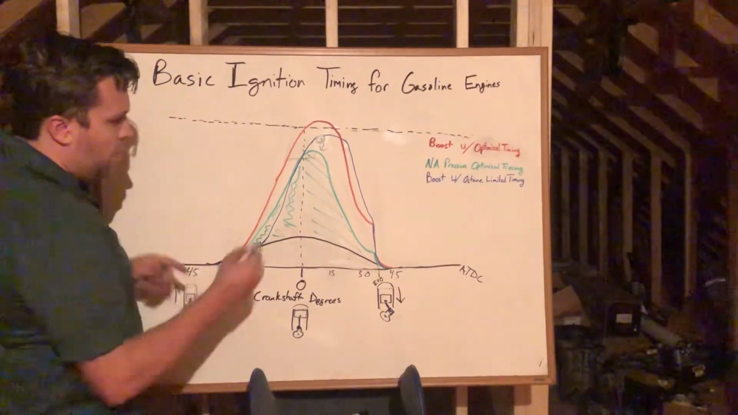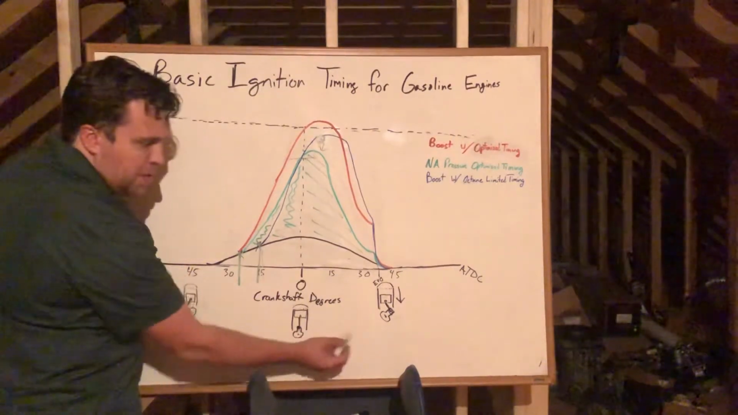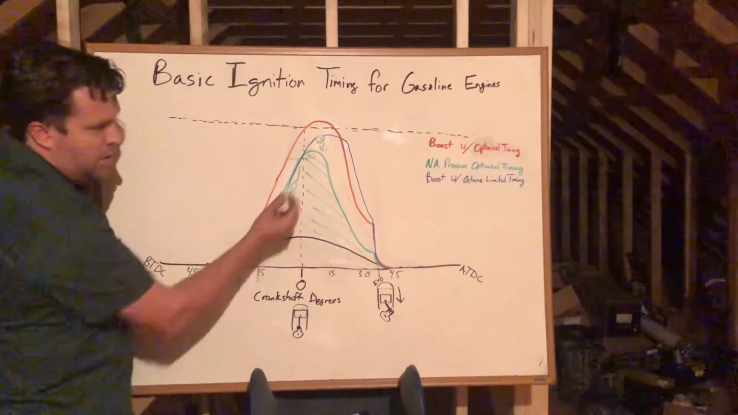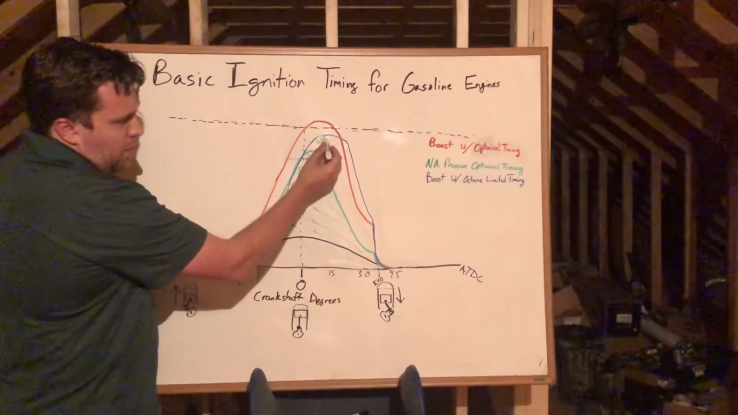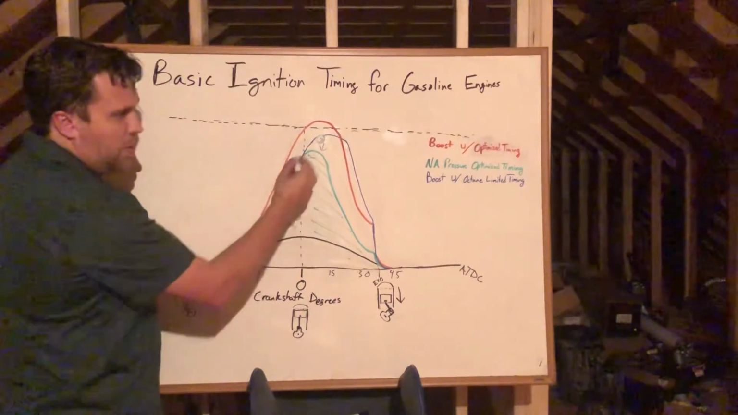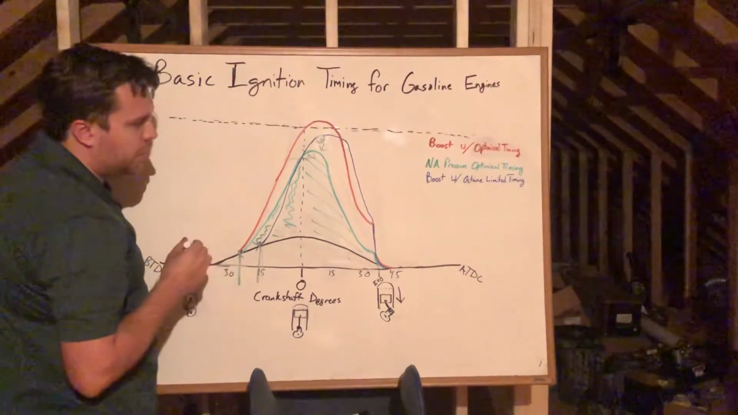So the point of this, and I drew pictures down here to illustrate where the piston is in these relative situations, is to have this graph, this blue graph. We're going to delay the timing so that we never actually reach this knock limit. That's the whole point of it.